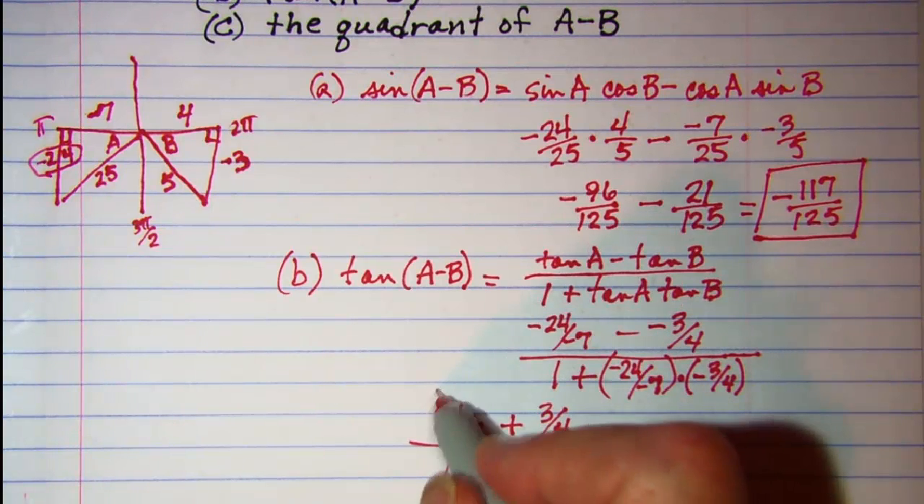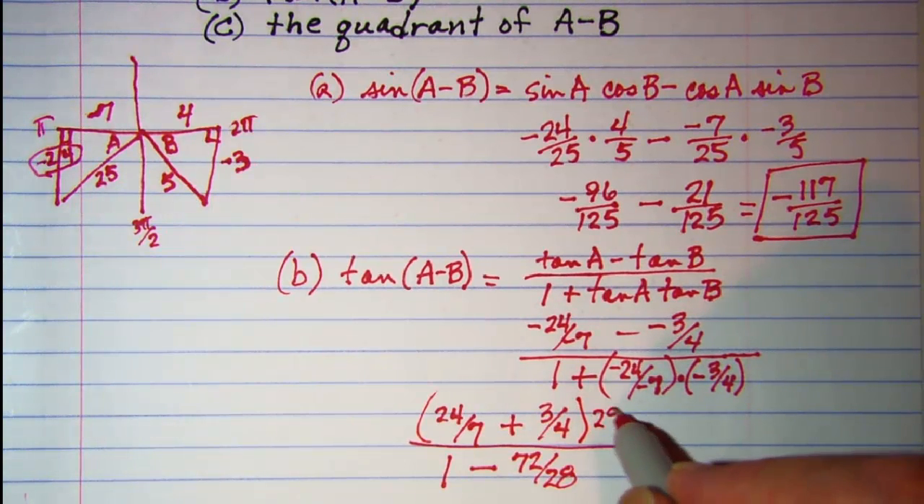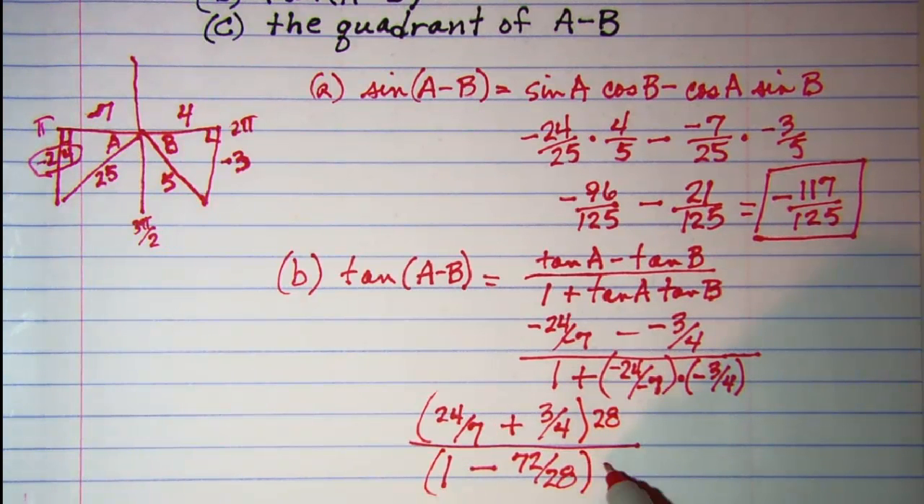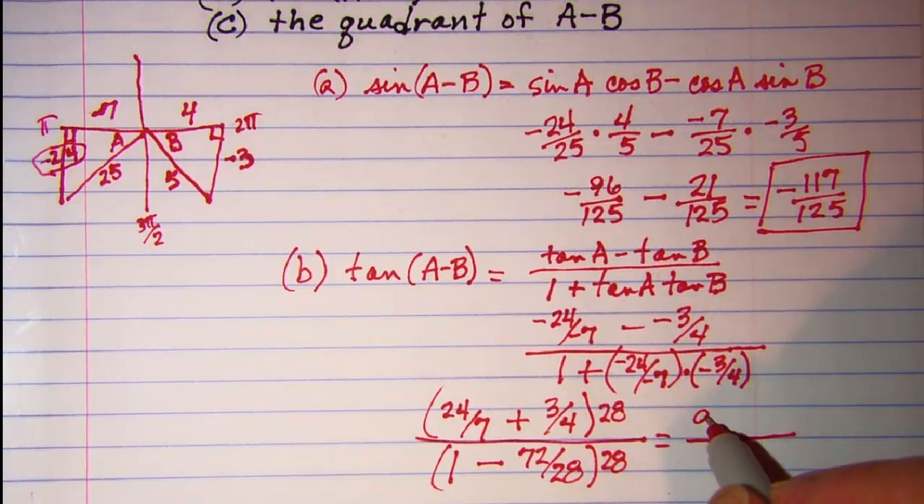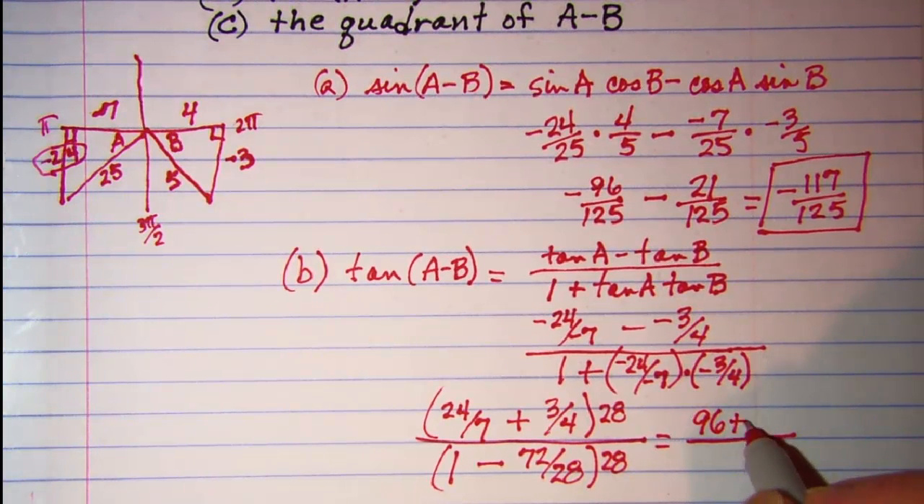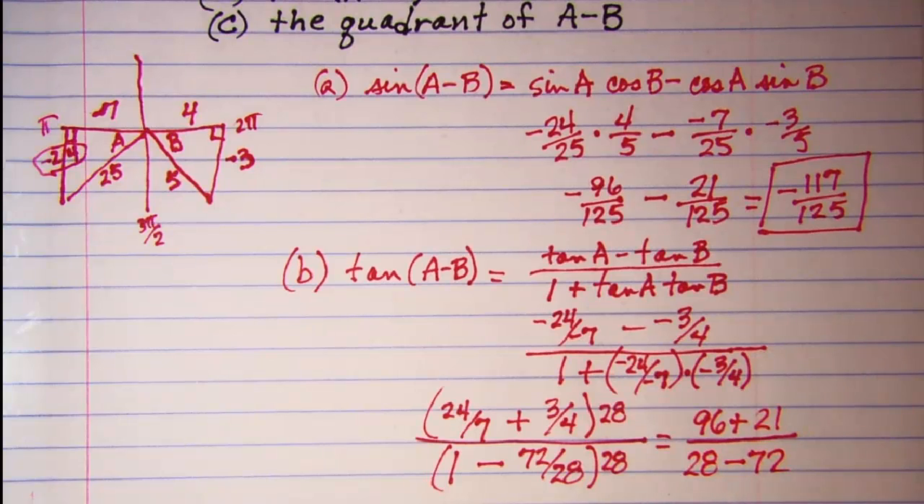I'm going to multiply top and bottom by 28. So 96 plus 21 over 28 minus 72. So this numerator is 117, and the denominator is a negative 40.